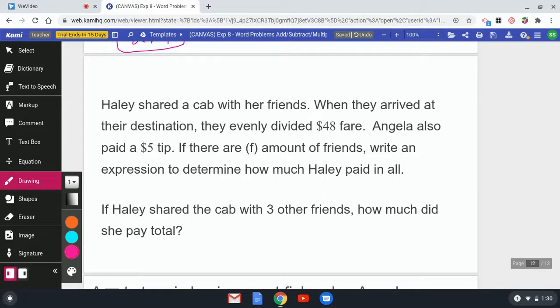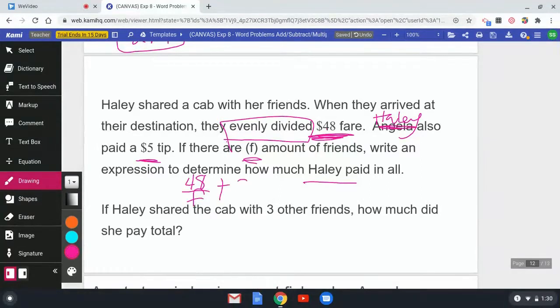All right. Haley shared a cab with her friends. When they arrived at their destination, they divided the $48 fare. They evenly divided. Haley also paid a $5 tip. If there are F amount of friends, write an expression to determine how much Haley paid. I think this should say Haley here. Okay. All right, so they evenly divide the $48 fare. Well, how many friends are there? We don't know yet.